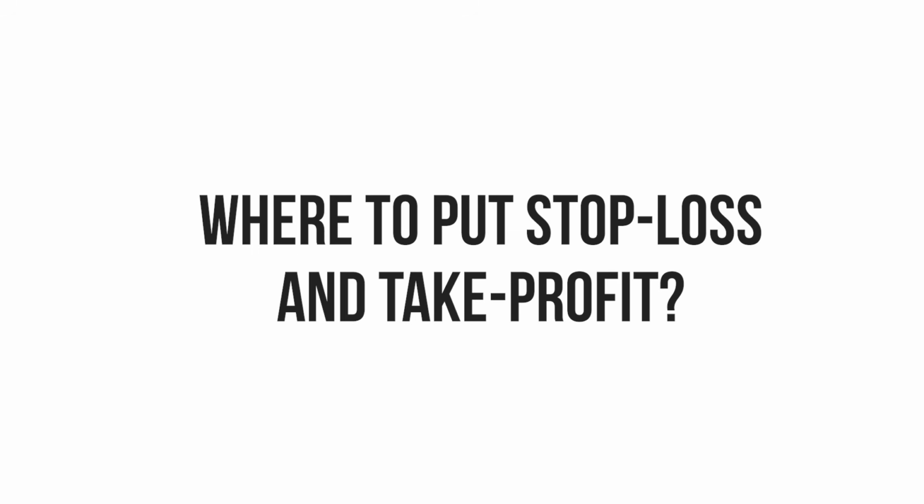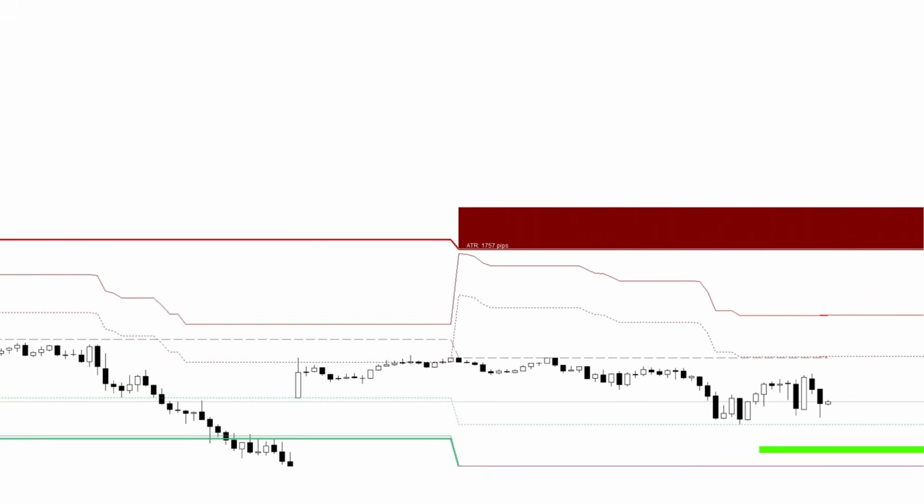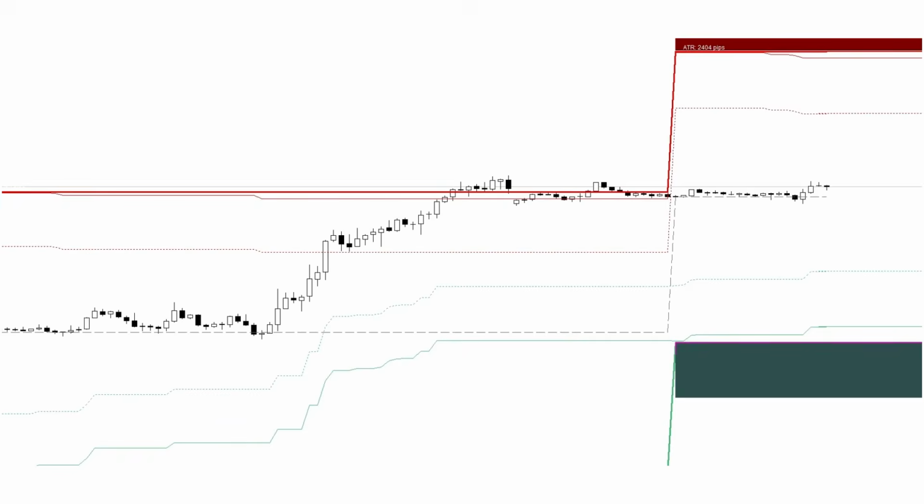Where to place stop loss and take profit. Stop loss is placed behind the level from which we entered the trade. If we trade from the upper boundary, put the stop loss a little higher. If we trade from the lower boundary, a little lower. This allows us to exit the trade if the level doesn't work.